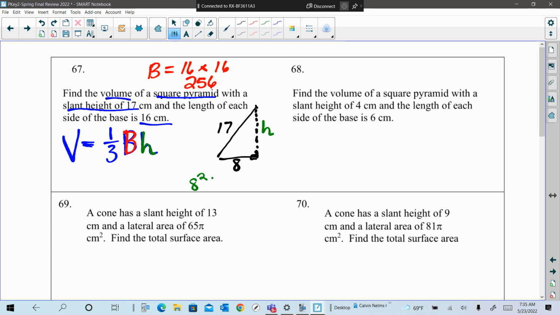I think this is a triple. If you do 8 squared plus x squared equals 17 squared, it comes out to a whole number, I believe. Anyone find it? Yeah, it's 15. So h ends up becoming 15. So now we have our parts. We're doing 1/3, our capital B, which was 256, and our h, which is 15, to find the volume.